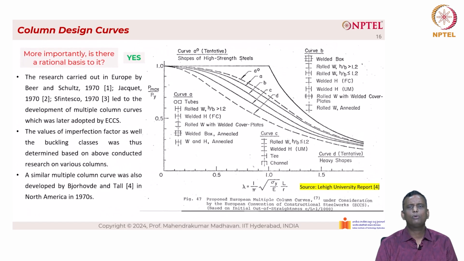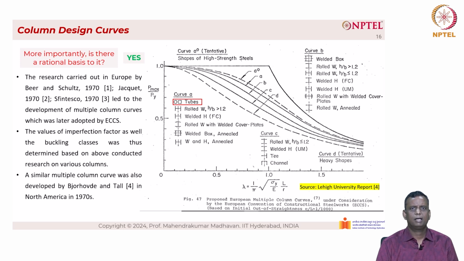Now let us look more closely at the column curves and the basis behind all this. Let us look at curve A. The first cross section that comes here is the tubular cross section. We have a circular cross section as well as a square cross section. Can anyone guess why these circular and square cross sections are considered as curve A? It is simply because the moment of inertia in both the axes is almost the same. For square sections, the IXX and the IYY are the same, as well as for a tubular section, which is a circular section, we have the moment of inertia the same in all the directions.